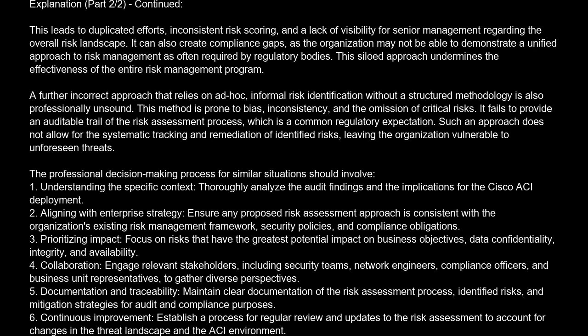The professional decision-making process for similar situations should involve: 1. Understanding the specific context. Thoroughly analyze the audit findings and the implications for the Cisco ACI deployment. 2. Aligning with enterprise strategy. Ensure any proposed risk assessment approach is consistent with the organization's existing risk management framework, security policies, and compliance obligations. 3. Prioritizing impact. Focus on risks that have the greatest potential impact on business objectives, data confidentiality, integrity, and availability. 4. Collaboration. Engage relevant stakeholders, including security teams, network engineers, compliance officers, and business unit representatives, to gather diverse perspectives.